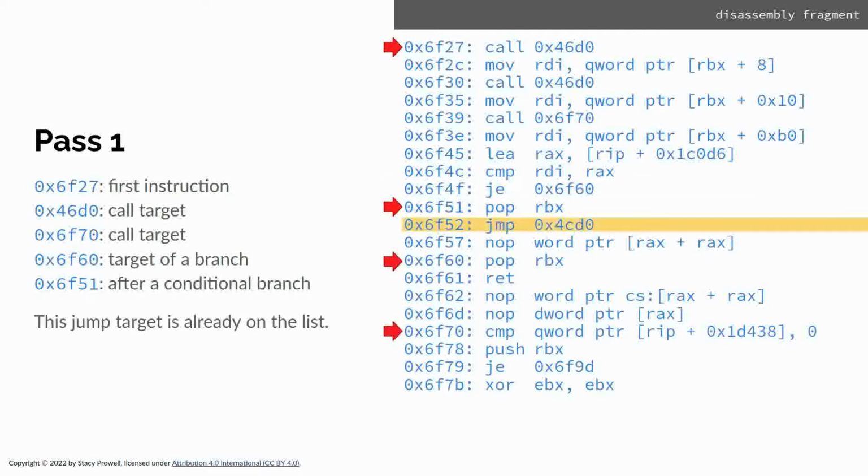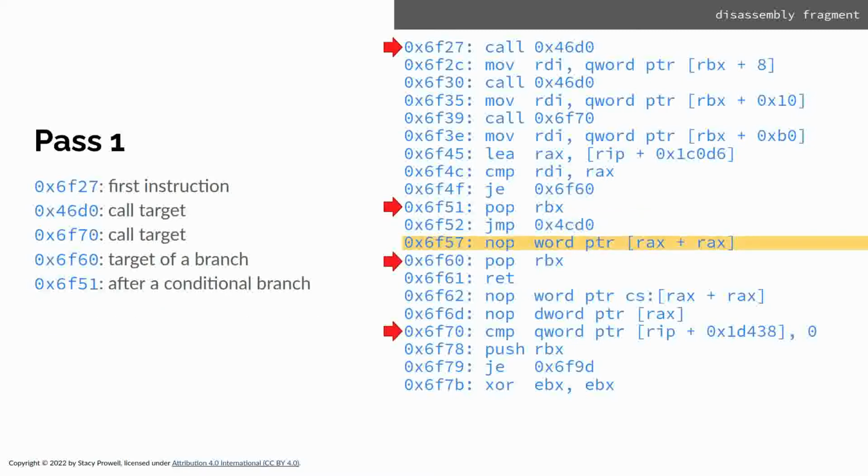Pop, and then a jump. The target of that jump is already on the list, I think. 4C, nope, it's not. This is an error. I should have added this to the list. Who knows how long this has been in here? I think I look at it and it looks so much like 46D0 that I don't see it, but that's wrong. So it should be on there.